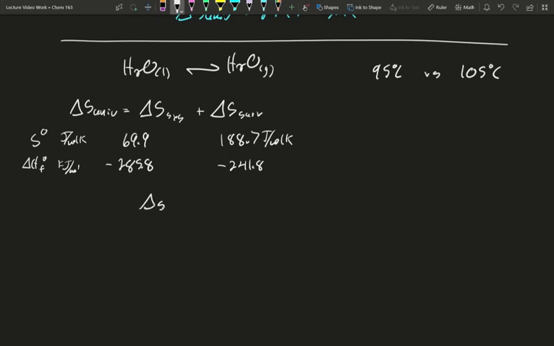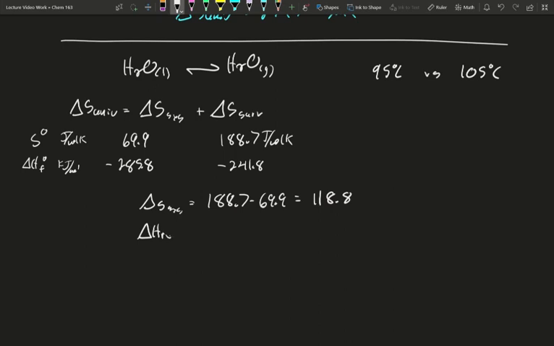Well, the delta S of our system is going to equal the sum of the products minus the sum of the reactants. We only have one of each. So 188.7 minus 69.9 is 118.8. There's a net increase in entropy as you go from liquid water to gaseous water. So our system is indeed increasing.